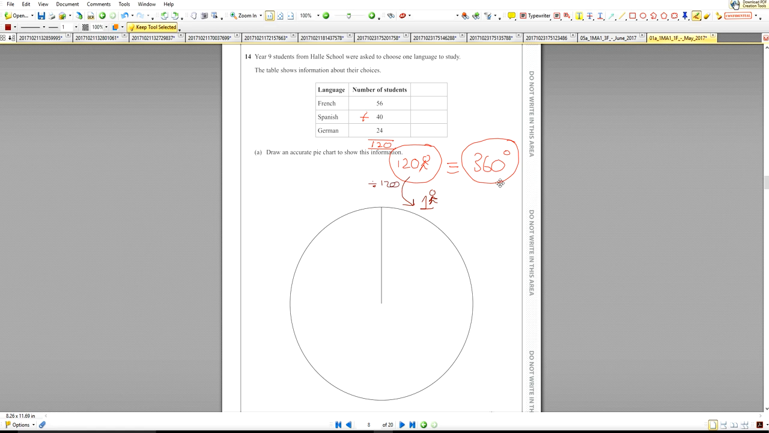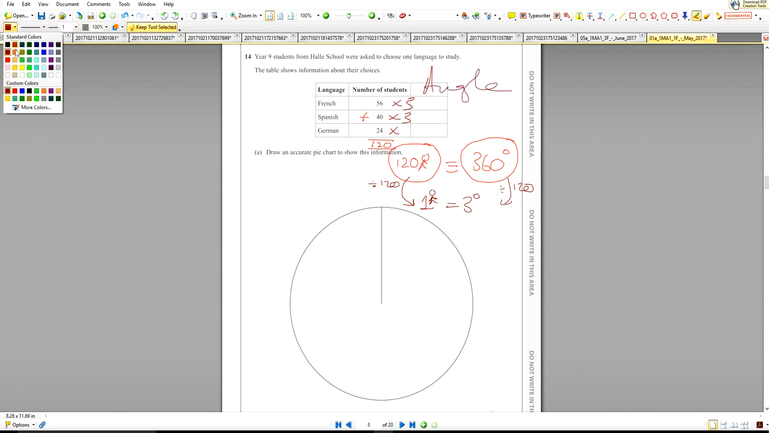What I do on the left hand side, I must repeat on the right hand side. So that gives me a nice lovely answer of one person's worth 3 degrees. So we now have to go back to the table and times everything by 3, and so we can work out our angle. So the first one will give us an answer of 168 degrees. The second one will give us an answer of 120 degrees. And the last but not least, it will give us an answer of 72 degrees.